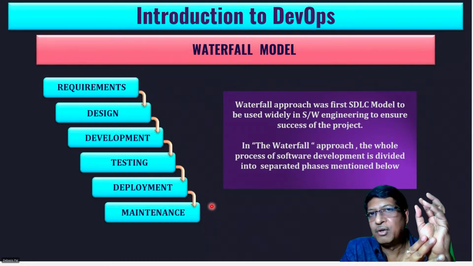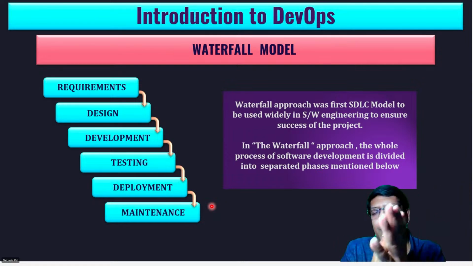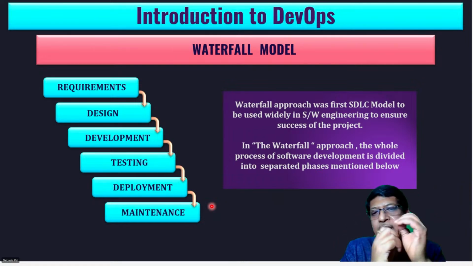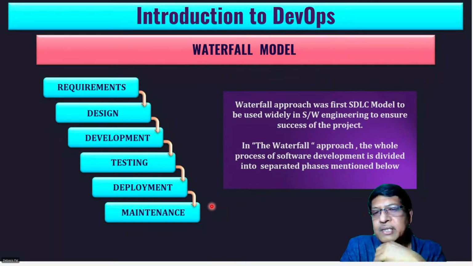The client is sitting on top of you. If you have exceeded the timeline, if you have exceeded the budget, the cost, or if you have not delivered to the expected quality, with any of these 3 parameters gone wrong, the project is considered a failure. Are you getting me?